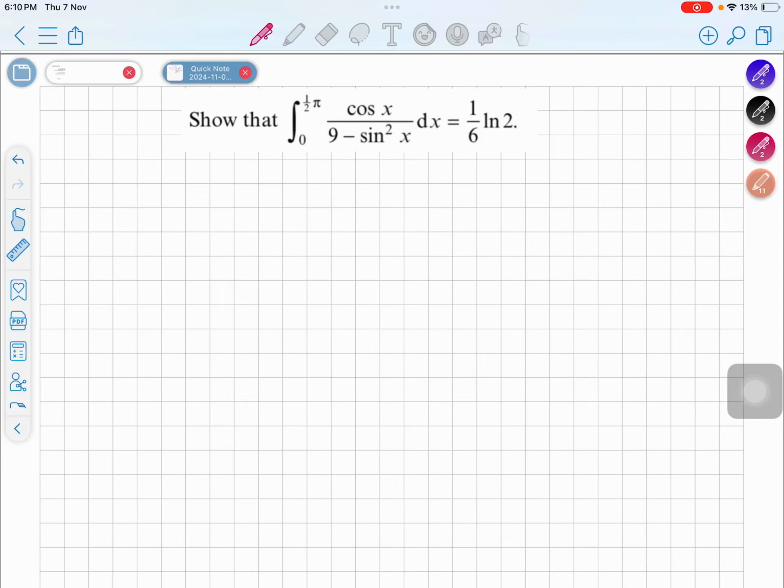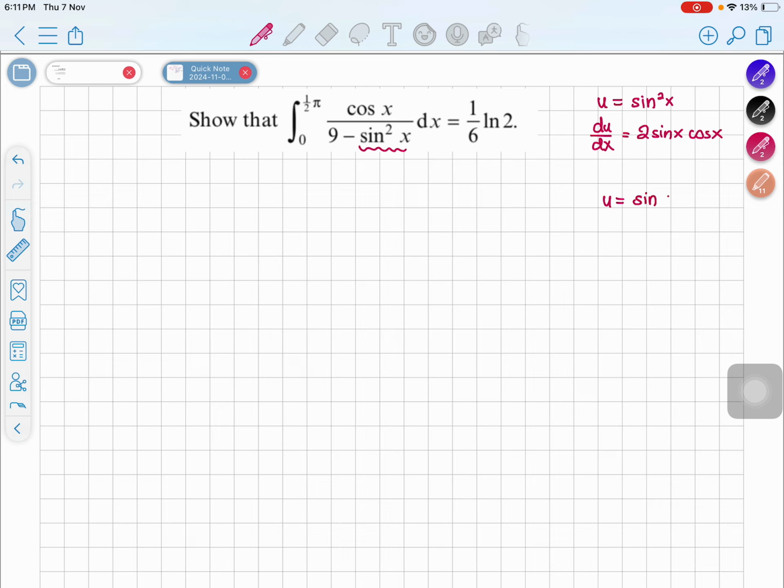This same question can also easily be solved using the substitution technique, but the substitution form is not given. So what you can do is take the more complex part here. Let's say I let my substitution be sine squared x. If you take the derivative, you will end up getting 2 sine x cos x, which is not on the numerator.